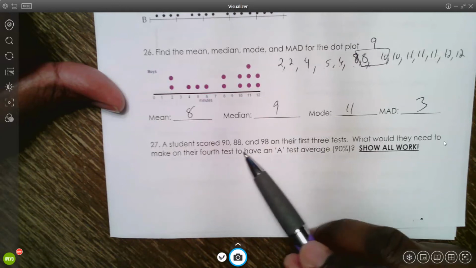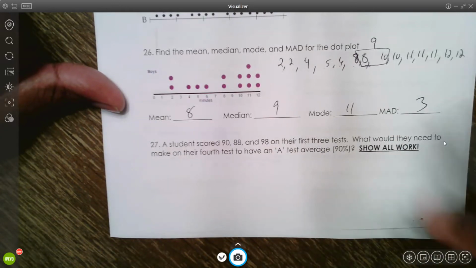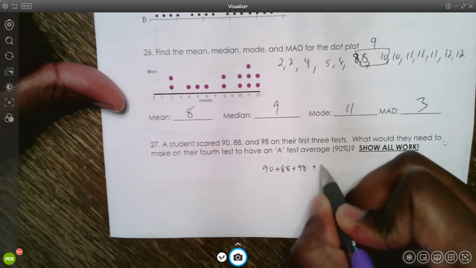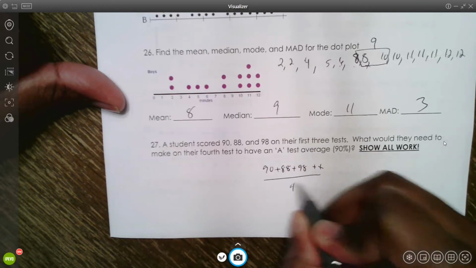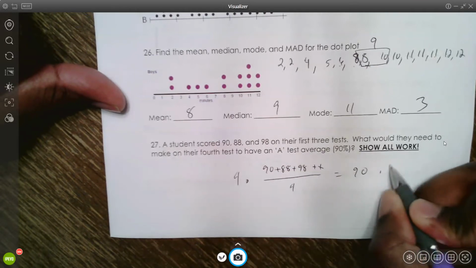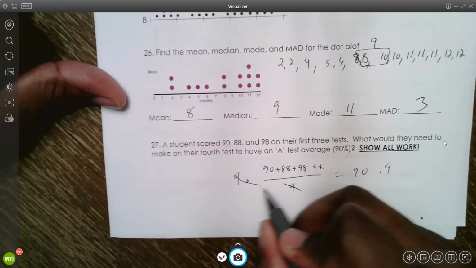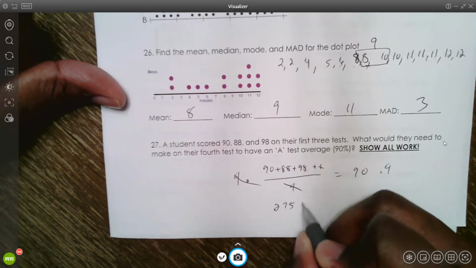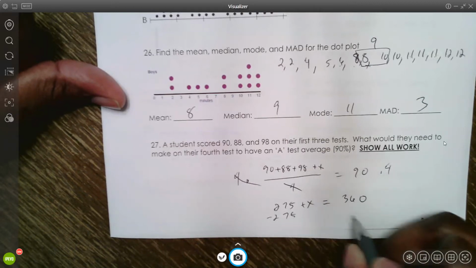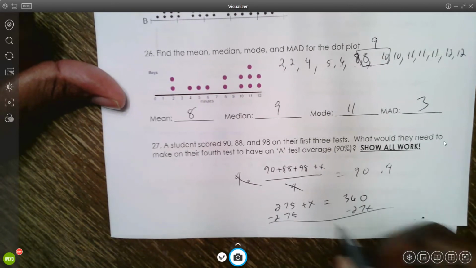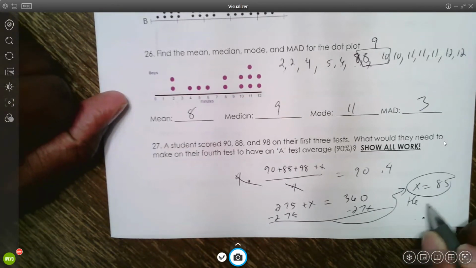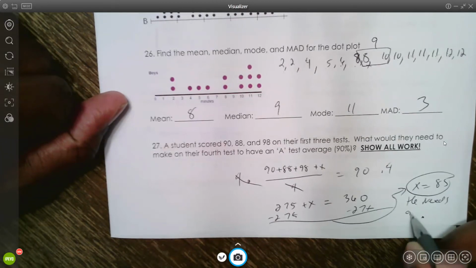Number 27, it says a student scores a 90, 88, and 98 on the first 3 tests. What would they need to make on the 4th test to score an A? So 90 plus 88 plus 98 plus X all over 4 should give you 90%. If I multiply this side by 4 and multiply this side by 4, that sum is 275 plus X equals 360. Subtract 275. So X has to be 85. So he needs an 85.